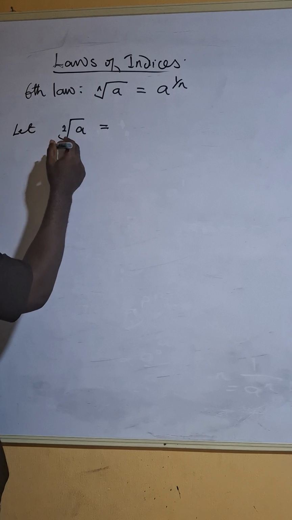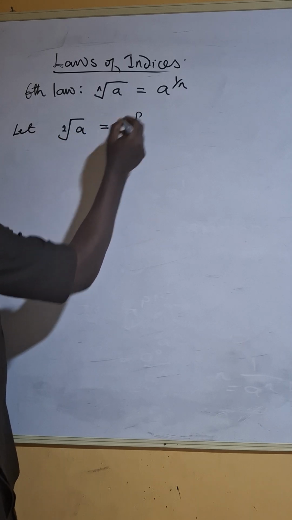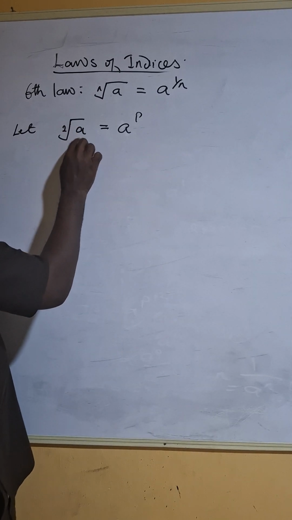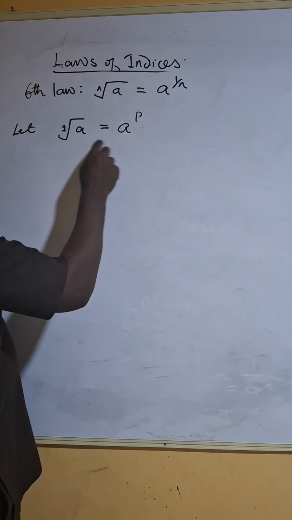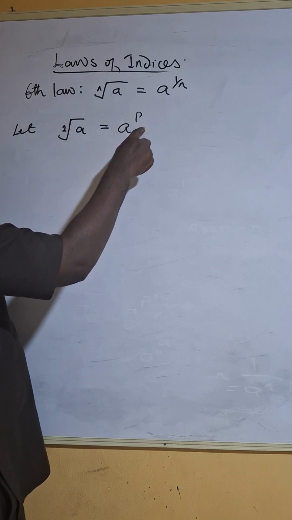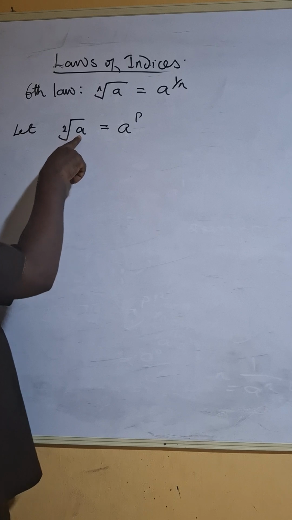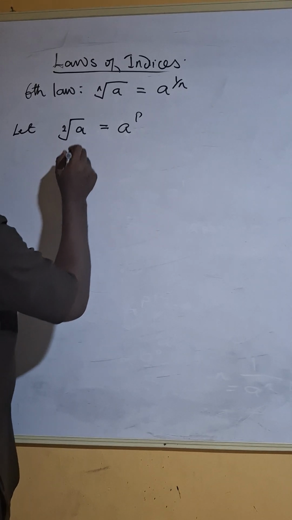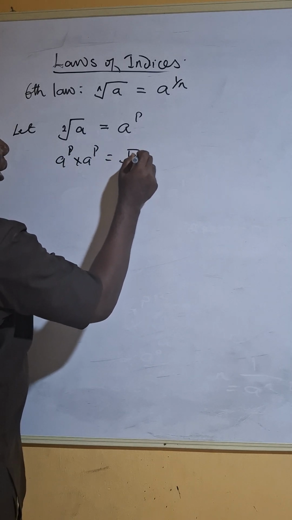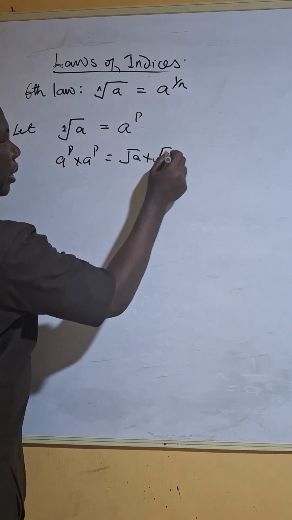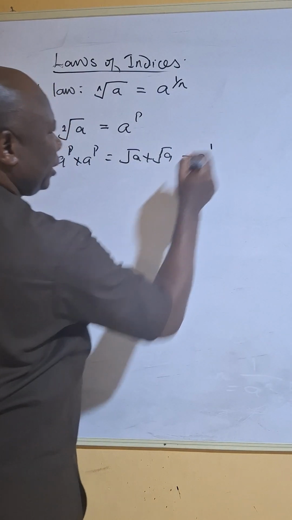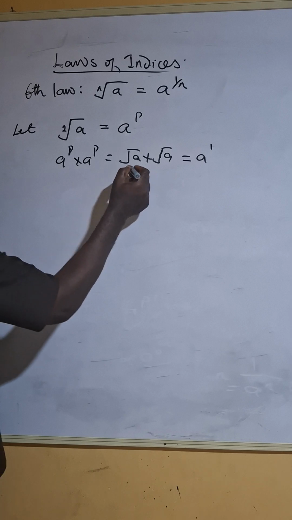Let root a equals a raised to power p. Which means if you use this one to multiply itself 2 times, then you arrive at a. Therefore, when you use this one also to multiply itself 2 times, then it will give you the result of multiplying this one 2 times. So a raised to power p times a raised to power p is equal to root a multiplied by root a, which is equal to a raised to power 1.